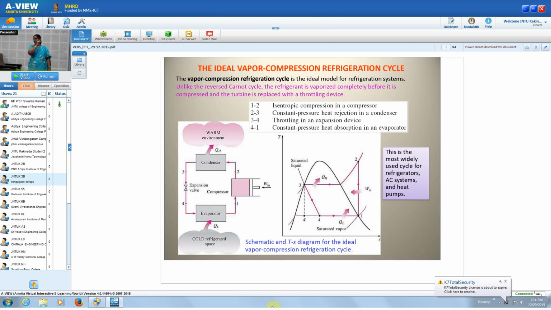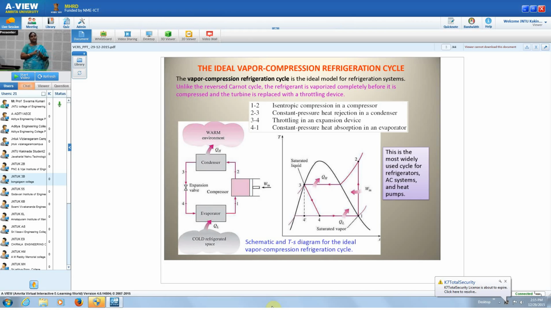heat rejection is not isothermal here. Okay, so constant pressure heat rejection takes place. So 3-4 is again the expansion, which is throttling expansion. So for the expansion valve we can use a capillary tube. So the size and the length of the capillary tube itself produce the throttling action.